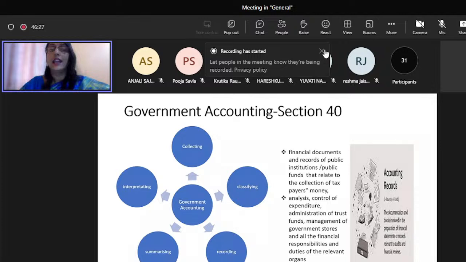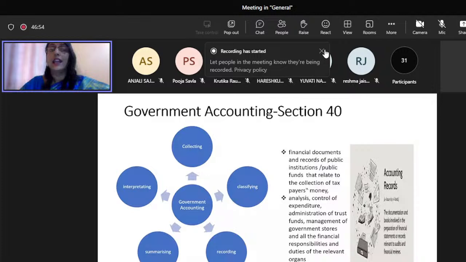They are responsible to the taxpayers, for their money, and they need to do a proper analysis and control of the expenditure, because they are answerable to the nation. They are answerable to us. So that is why they have more responsibility. Government accounting, you can say, is more vast as compared to the private organization.